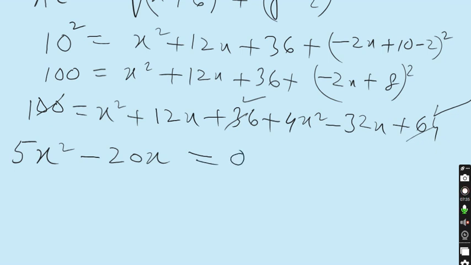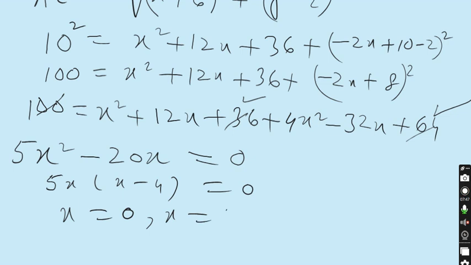And on the left hand side there is 0. Now take 5x common from both. It is 5x(x - 4) = 0. This implies that x = 0 and x = 4. So two values of x.